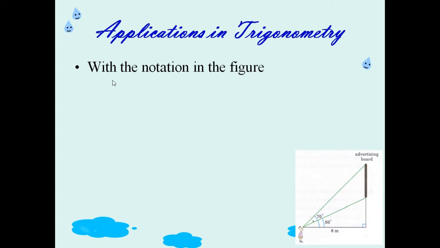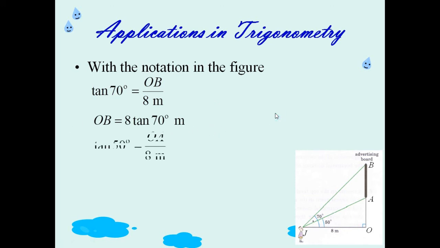So when we do this one, we will draw a diagram like this with the rotation figures. First, I calculate OB. OB is the opposite side of the 70 degrees, and JO is 8 meters, which is the adjacent side. So opposite side over adjacent side is the tangent. So you will get OB is equal to 8 tangent 70 degrees meters. No need to calculate at that moment.